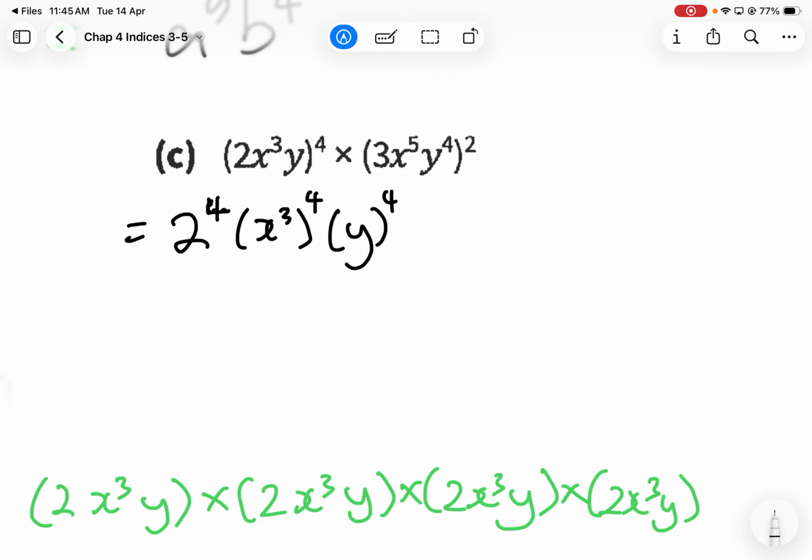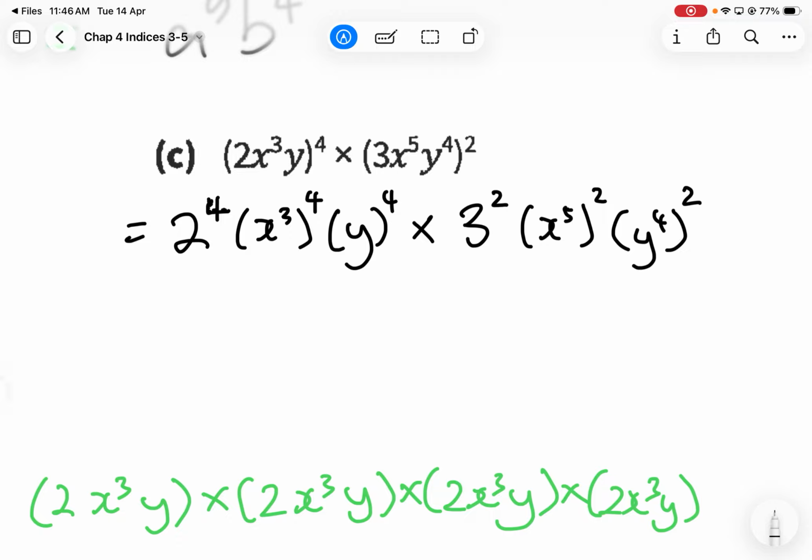I hope you can see that my 4 will give to the 2. My 4 will give to the x cubed term. My 4 will give to the y. So once you see this pattern, I don't need to always go and do this green color thing already. So for the second bracket, I see the pattern. So I know that my 2 must give to my 3. My 2 must give to my x to the power 5. My 2 must give to my y to the power 4.